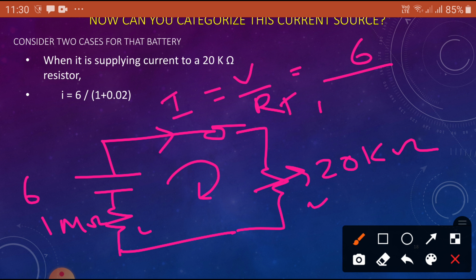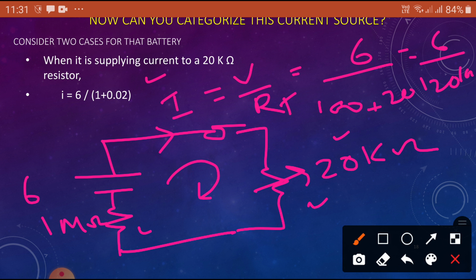So that is equal to 100 kilo ohms, plus 20 kilo ohms. So we are going to get this value, 6 by what is the value? 120 kilo ohms. So very little current is flowing in the first case. This is the current.